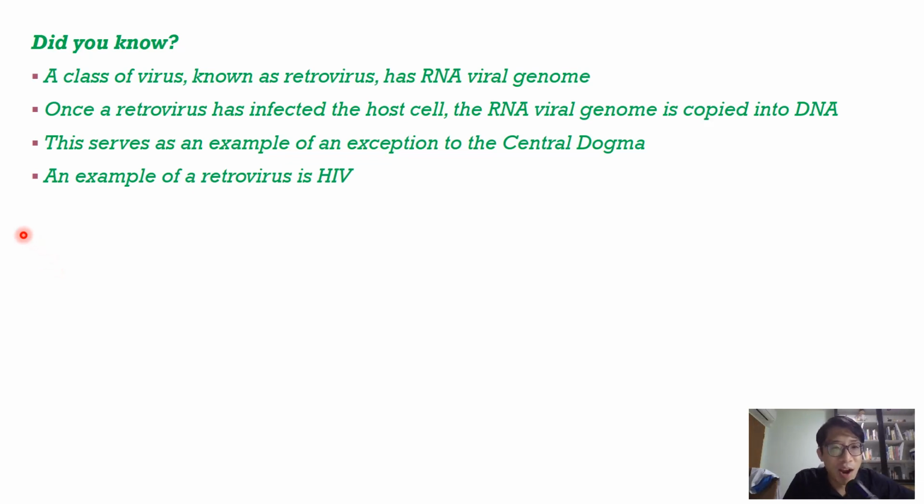There's a kind of virus called retrovirus that actually has RNA as its genome. Recall the first ever lecture, we learned about cells, then you learned about viruses, the first ever topic. So some viruses have RNA as a genome, and for this kind of virus known as retrovirus, the RNA genome is actually copied into DNA once the virus has infected the host cell. So that's actually a reverse flow, from RNA to DNA. Okay, so this is an example of an exception, and an example of a retrovirus is actually HIV.